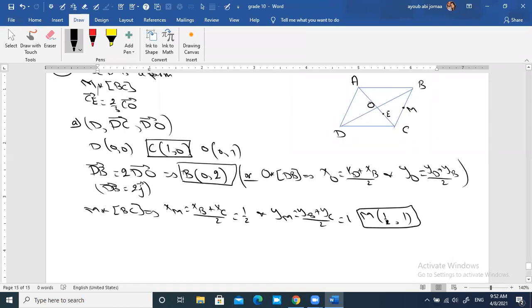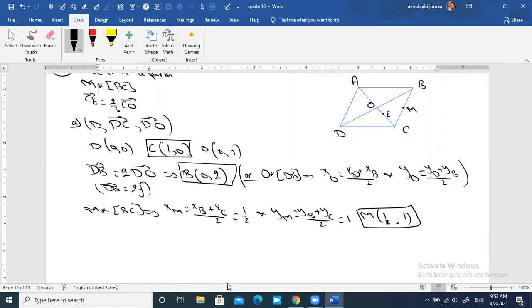Can we say that DE equals 2 over 3 DM? DE is equal to 2 over 3 DM. Why? Because M is the midpoint of BC, and point E is the intersection of DM and CO. CO is a median too.